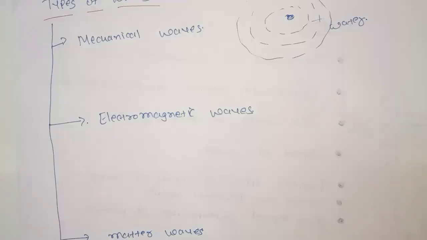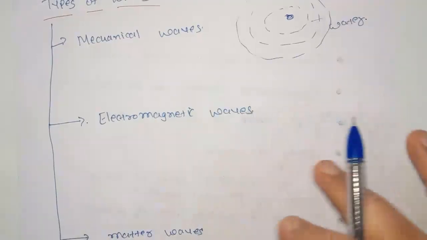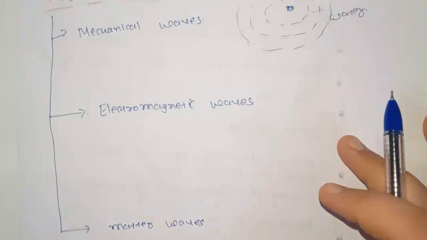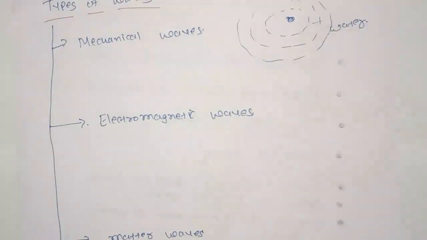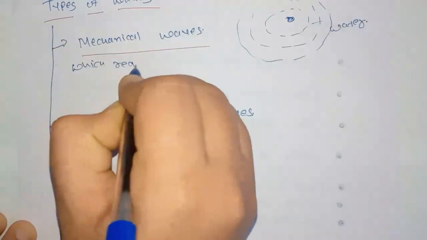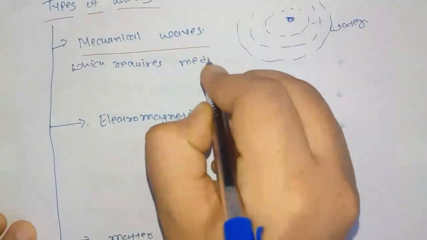Basically, waves are classified as mechanical or non-mechanical waves, the electromagnetic waves, and matter waves. So let us see them one by one. The mechanical waves. These are the waves which require a medium to propagate.